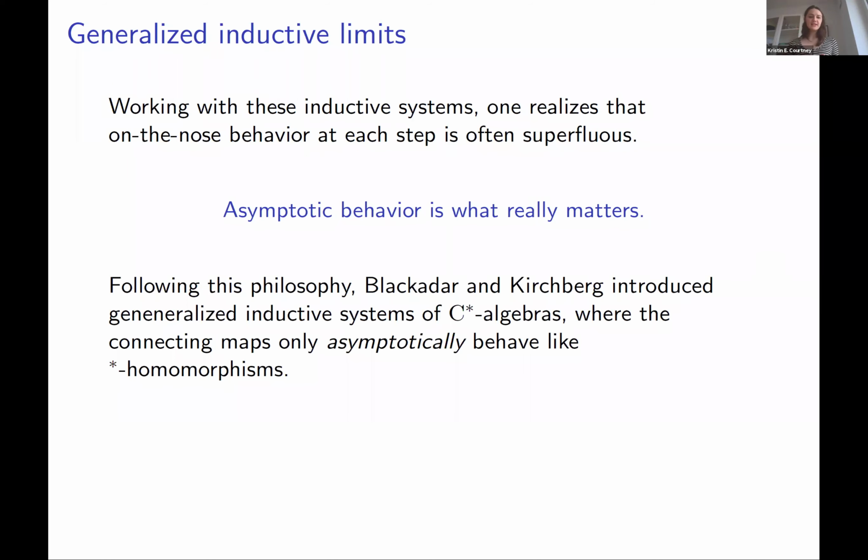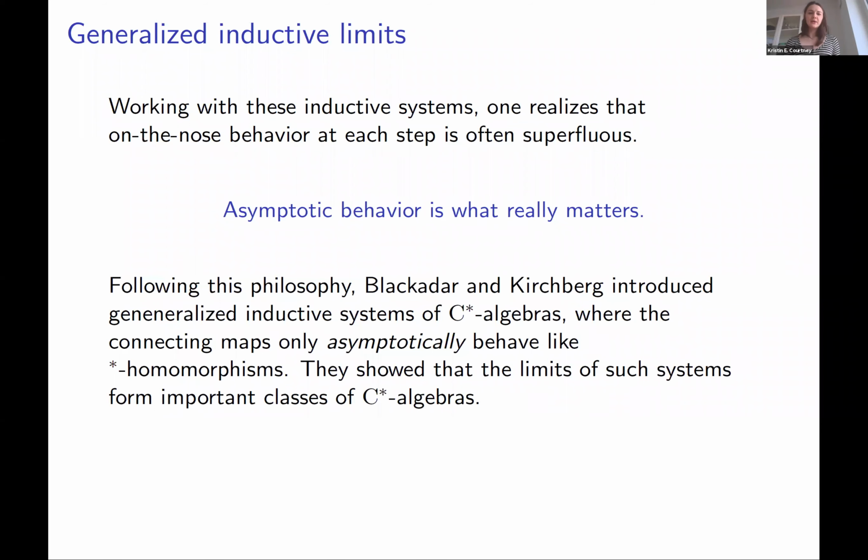And following this philosophy, Blackadar and Kirchberg introduced these generalized inductive systems of C-star algebras, where the connecting maps are no longer star homomorphisms, but only asymptotically behave like star homomorphisms. So they actually go through and systematically weaken each of the basic properties of star homomorphisms, linear, star preserving, multiplicative, into an asymptotic setting. I'm not going to address their constructions in full generality.